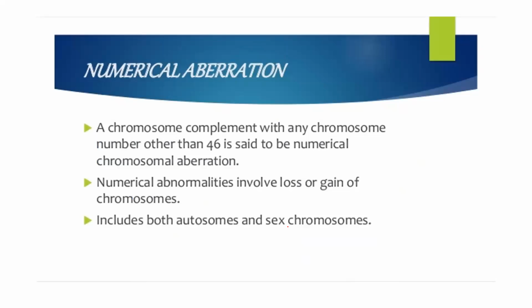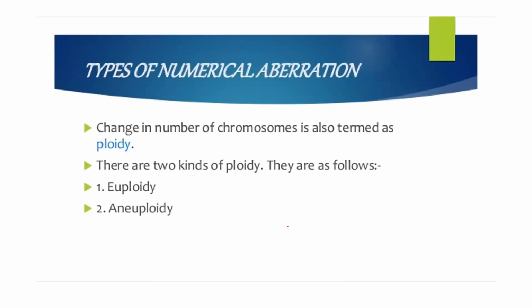Now we are going to see the numerical aberration first. As you know, the chromosomes are 46 in number. Whenever there is loss or gain of chromosome, that will create the numerical aberration. It includes both autosomes and sex chromosomes. Now types of numerical aberration.